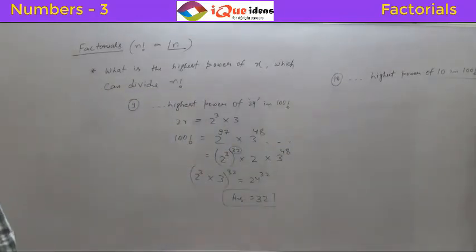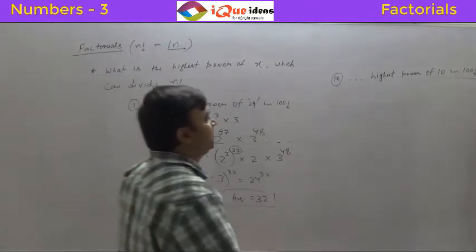Highest power of 10. See, understand. When there is a 10 as a factor of any number, that means there is a 0 in the end. Think about it. When I say 35 into 10, it is 350. When I say 35 into 10 square, it is 3500. When I say 35 into 10 cube, it is 35,000. So whatever is the power of 10, that is actually the number of zeros.